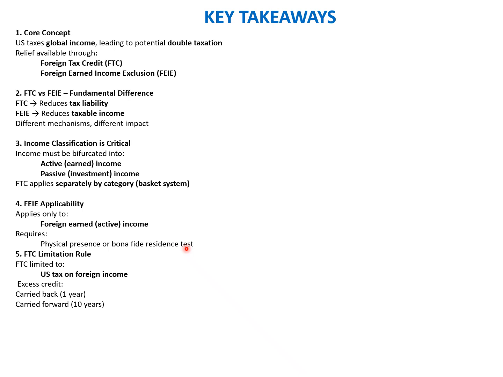Physical presence and bona fide residency tests are there to ensure that one can claim the benefit of FEIE. There is an FTC limitation rule. FTC is limited to the US taxation on the foreign income, and excess credit is either carried back or carried forward. And carry back can again be done only if foreign income is there and a limit is available. So we'll move to the final thank you slide and see what we have as part of the next chapter.